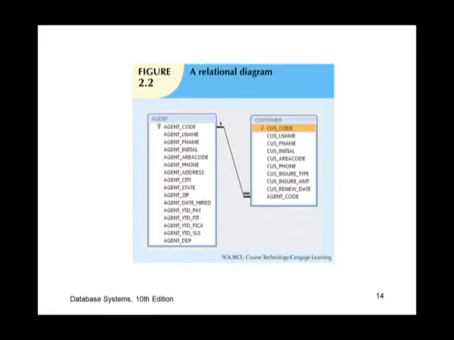A graphic relationship to refresh your memory. Here are two tables, agent and customer. The primary key under agent is the agent code, and the foreign key under customer, again, is the agent code. So with that primary key of agent code, we can associate a specific customer or a specific group of customers to one agent who is handling their business.